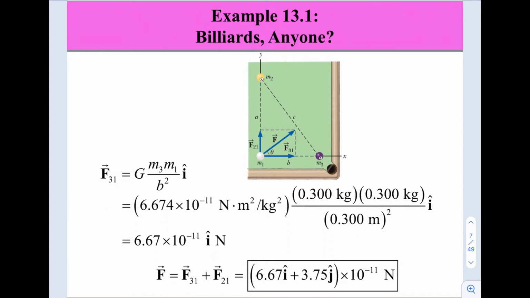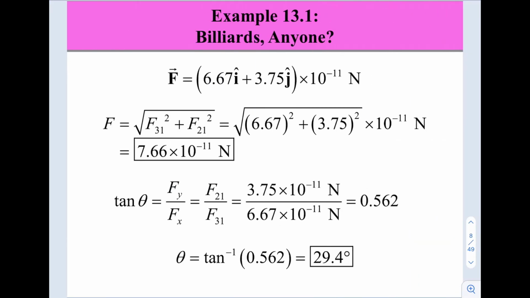Alright. Then, to know the F acting on object 1, it is actually a combination of F31 and also F21. So we will have 6.67I plus 3.75J times 10 to the power of negative 11 Newton as the F resultant acting on the cue ball, or M1.